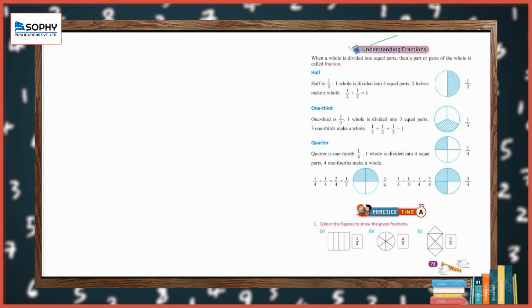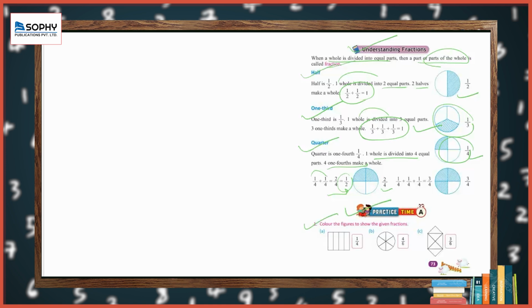Next is understanding the fractions. When a whole is divided into equal parts, then a part or parts of the whole is called a fraction. Half is 1 by 2, that means one whole is divided into two equal parts and two equal parts make a whole. Next is 1 by 3. One whole is divided into three equal parts and three 1/3 make a whole. Next is quarter, that means 1 by 4. One whole is divided into four equal parts and four 1/4 make a whole, and two 1/4 make a half, students.